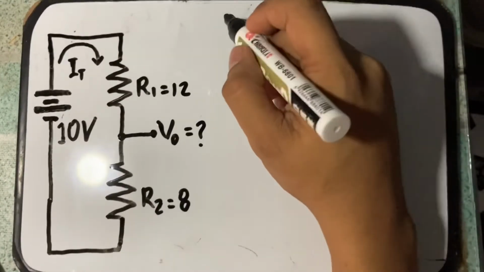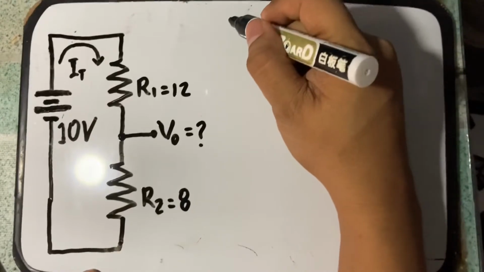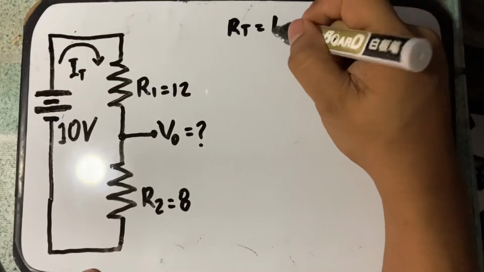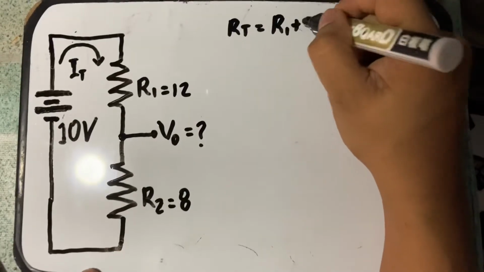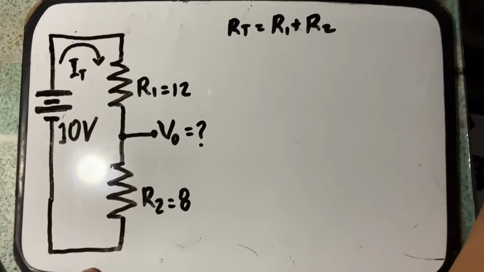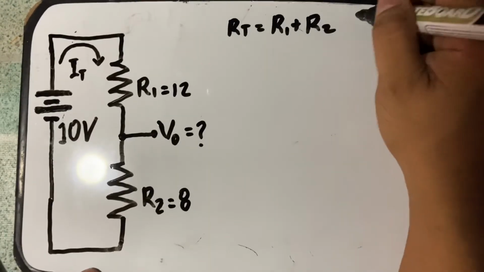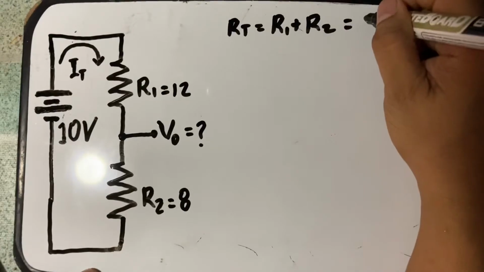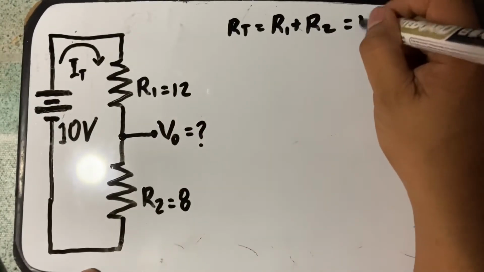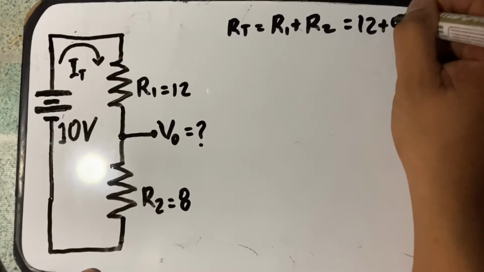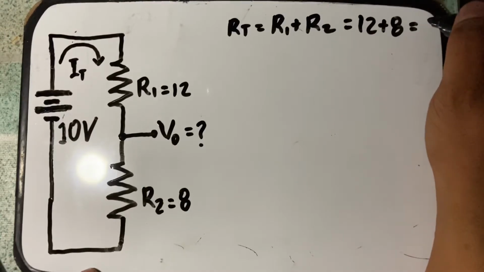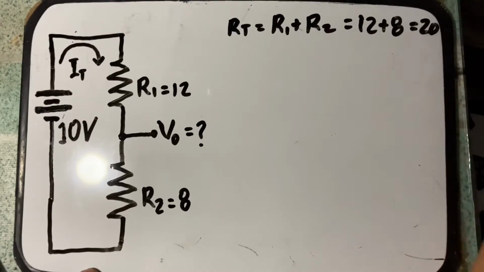Tandaan natin sa series connection ay ang total resistance ay equal to R1 plus R2. So ano lang siya, addition ng dalawang resistor. Yun yung total resistance mo. So in this case, we have 8 plus 12, is equal to 20 ohms. Yan yung total resistance natin is 20 ohms.